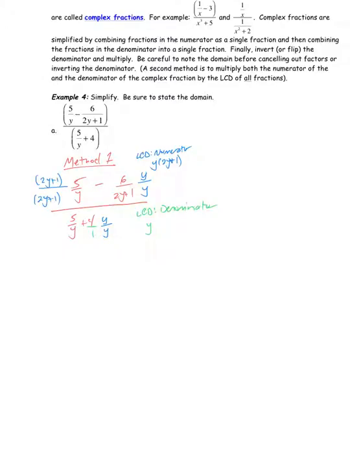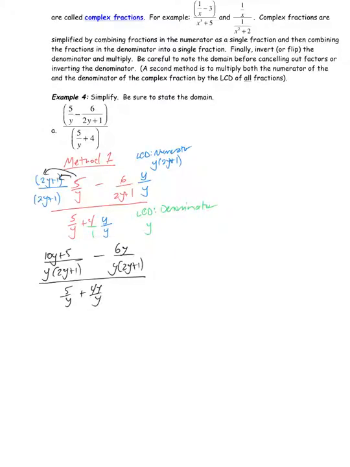Let's go back to the numerator, and we're going to start the simplification process. So we are going to distribute 5 to both the 2y and the 1. So we're going to get 10y plus 5, over y times 2y plus 1, minus the second fraction becomes 6y over y times 2y plus 1. The denominator now is 5 over y plus 4y over y.